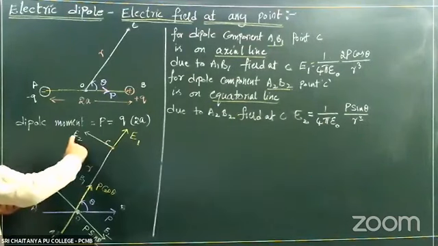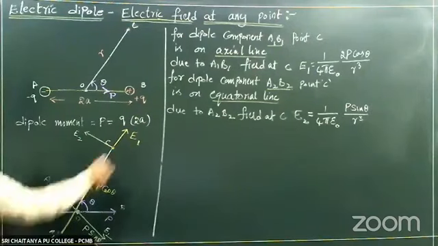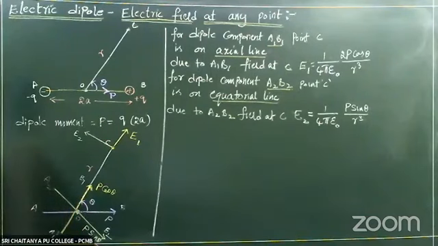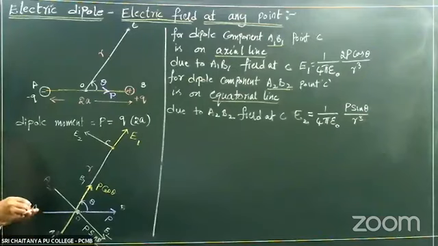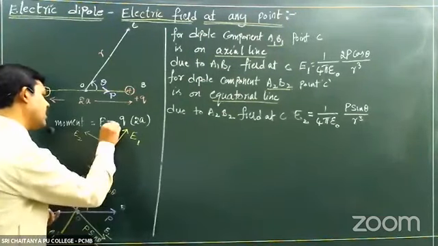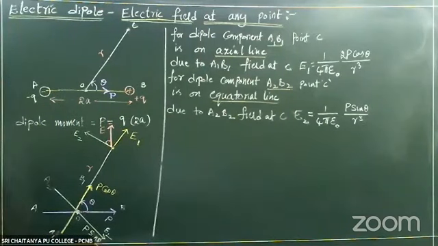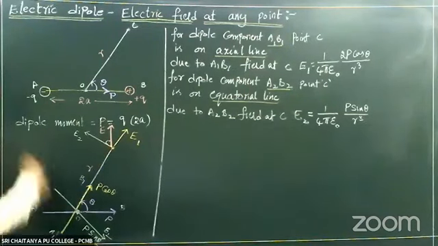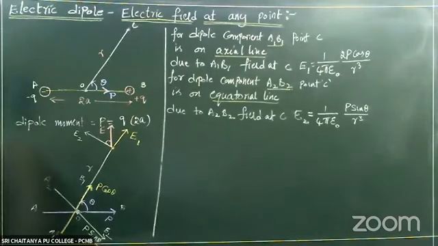So E1, E2. Is this clear? This one and this one are perpendicular to each other. Then these two also perpendicular. So what is the resultant? Resultant is in this direction. This is the resultant, right? Clear here, E1 and E2 are perpendicular. We have the values of E1 and E2.